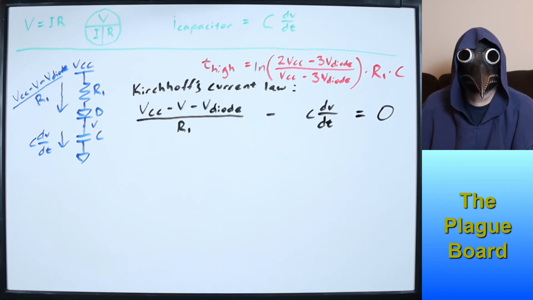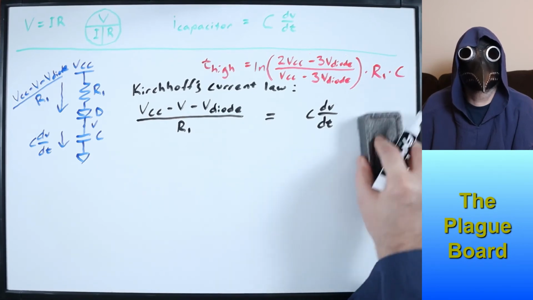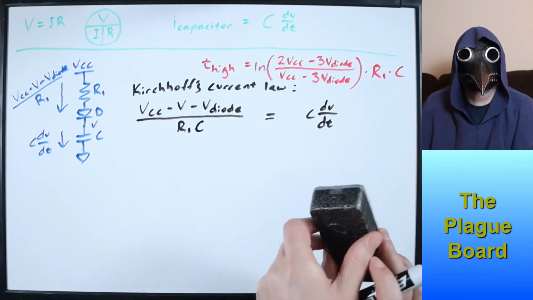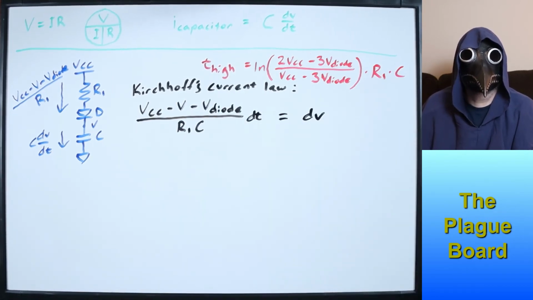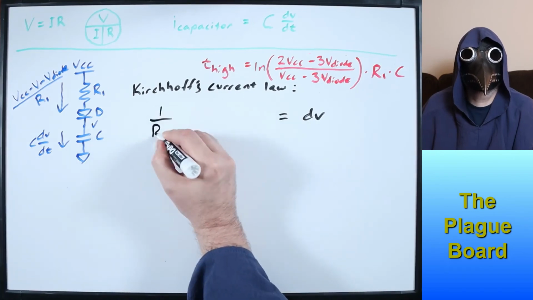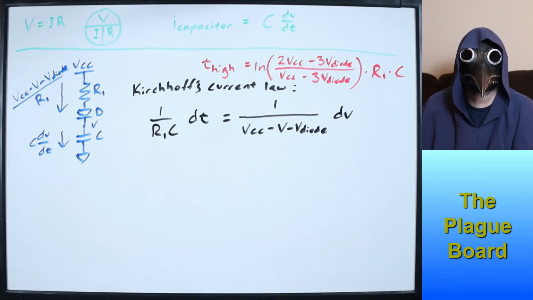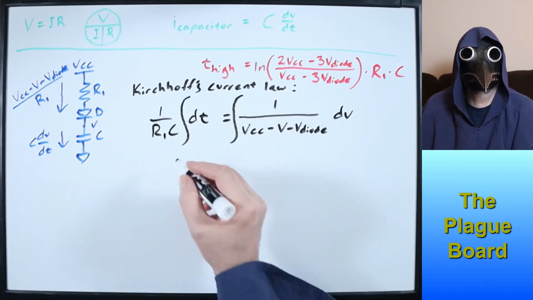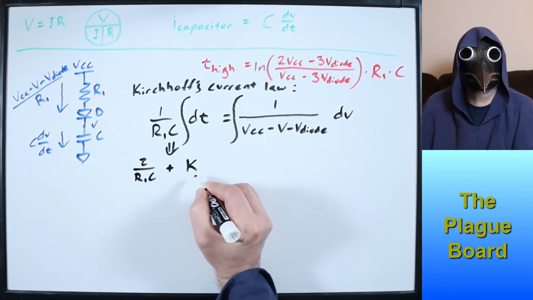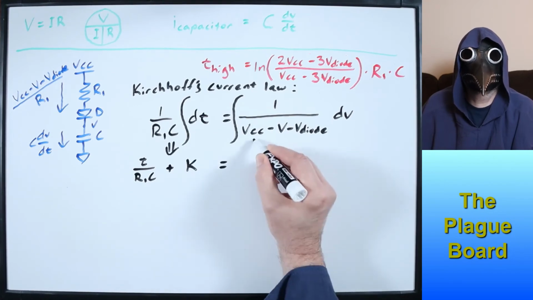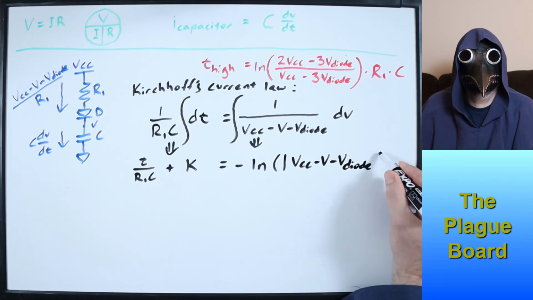So first, I'll separate the variables. I'll add C dV dt to both sides, divide each side by C, and multiply both sides by dt. Now, I'll divide each side by VCC minus V minus the diode voltage, and then integrate both sides. This will give us t over R1C plus some constant K equal to a negative natural log of the absolute value of VCC minus V minus the diode voltage.